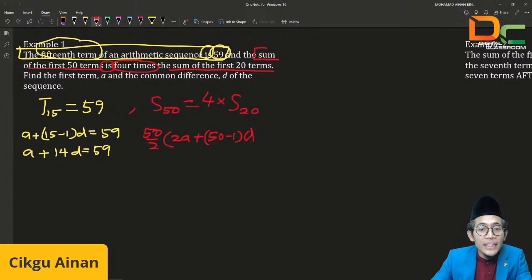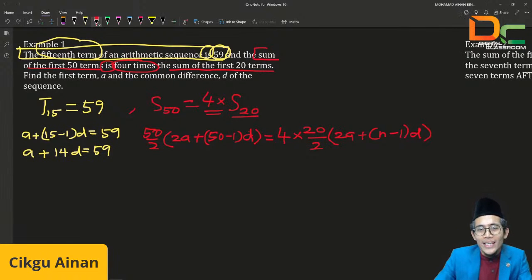Let me rewrite my letter D, it's horrible. Okay, that's good. We can close it, and then the next one is 4, this one we just copy over here. 4 multiplied by the sum of 20, so 20 over 2, 2A plus 20 minus 1 multiplied by the common difference.